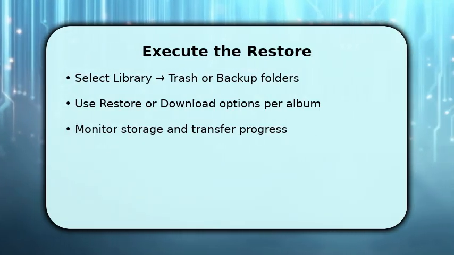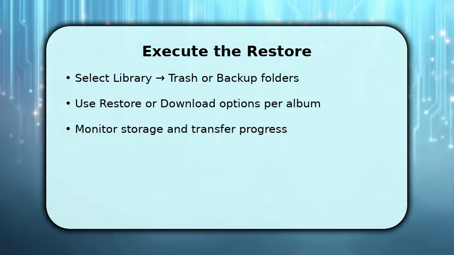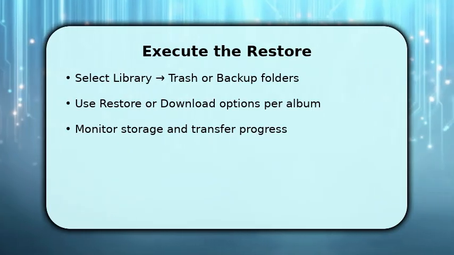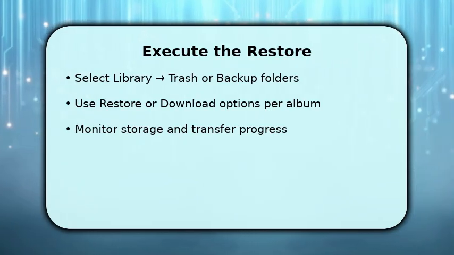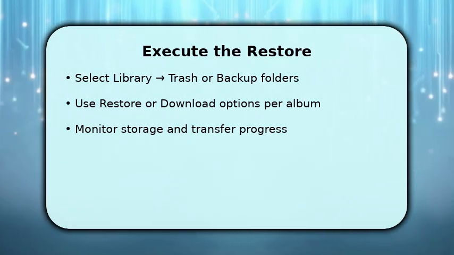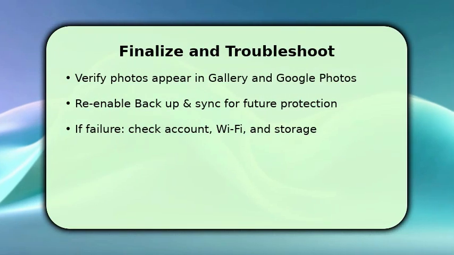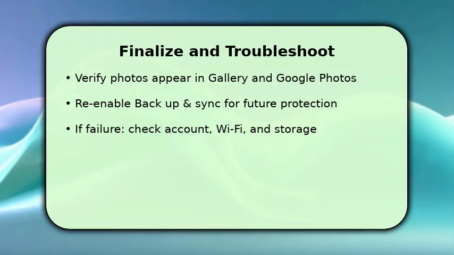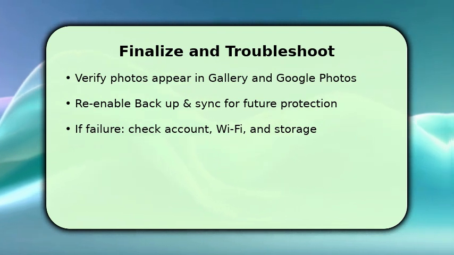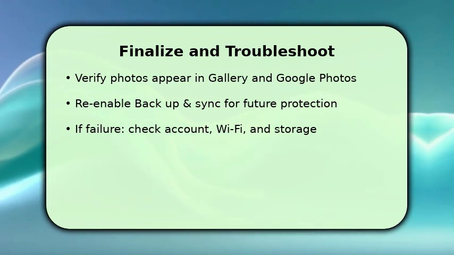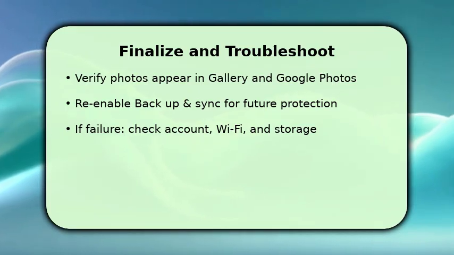If items are missing, use Search with dates or device names to locate them. Make sure to watch the transfer indicator and free space alerts so the restore doesn't fail midway. If needed, you finish by confirming restored photos show in both Google Photos and your device gallery. This ensures thumbnails and full files are accessible. Once verified, re-enable Backup and Sync so new photos are protected automatically.